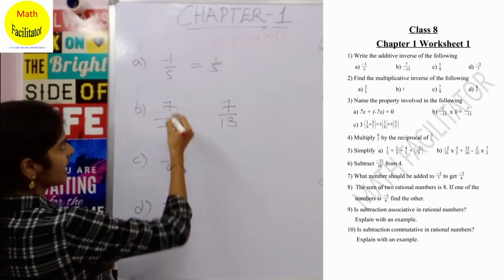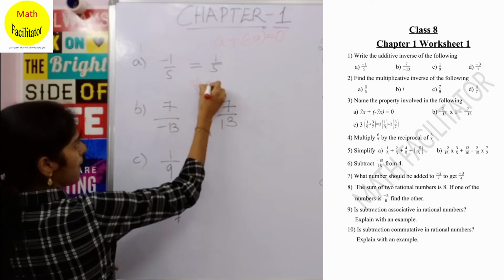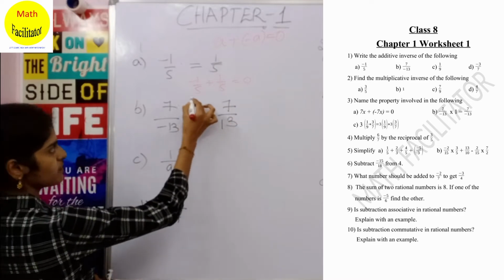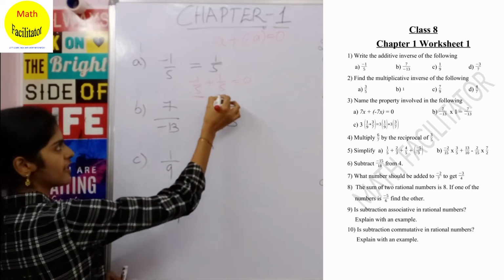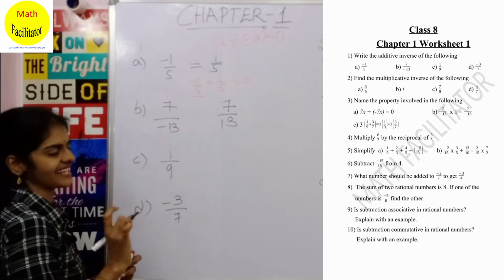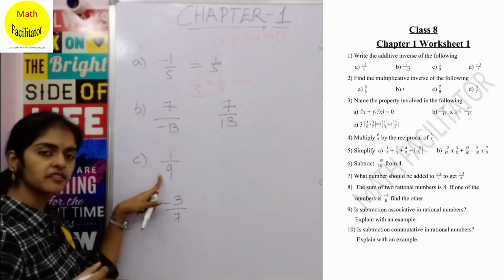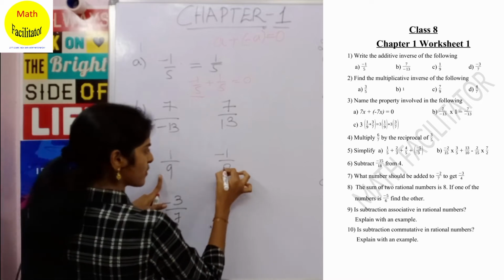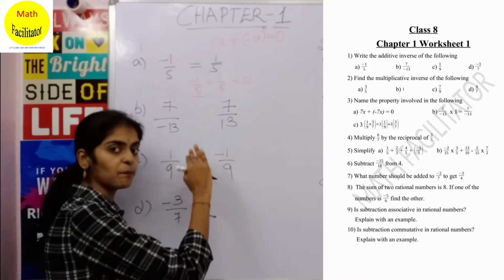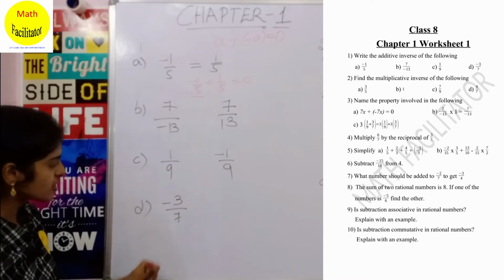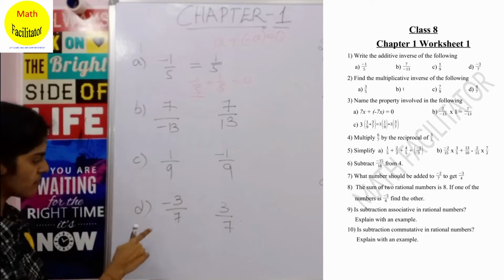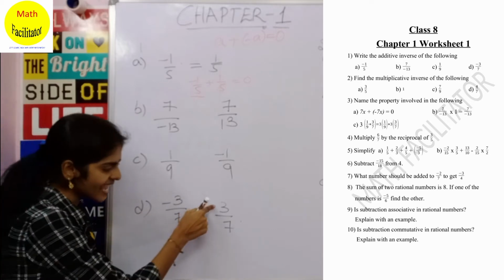Why? Now you can check here. Minus 1 by 5 plus 1 by 5 gives you what? It gives you 0. So you can say that minus 1 by 5 is the additive inverse of 1 by 5. So simply you have to change the signs. Clear? The additive inverse of 1 by 9 is nothing but minus 1 by 9. Here you have plus 1 by 9, so the additive inverse is minus 1 by 9. Now the additive inverse of minus 3 by 7 is nothing but 3 by 7. Since you have minus 3 by 7, the additive inverse is 3 by 7.